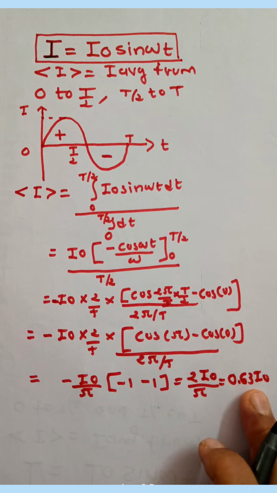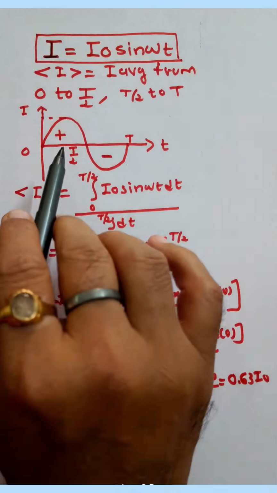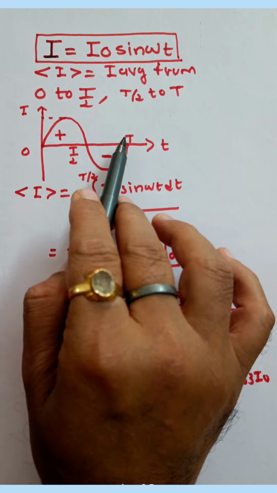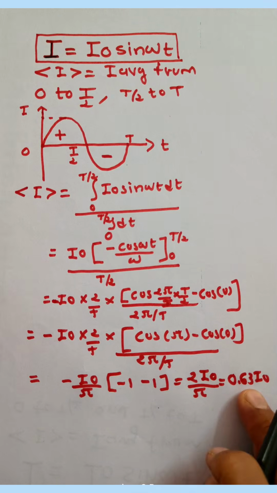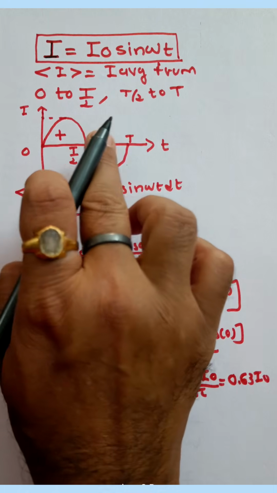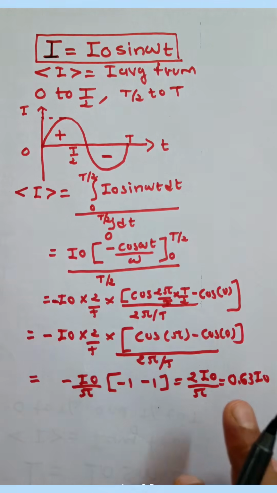It is the average from 0 to T/2. From T/2 to T, here the current is negative, so the answer is minus 0.63 I₀. So for the half cycle 0 to T/2 the average is positive, and for the negative half cycle T/2 to T the average is negative.